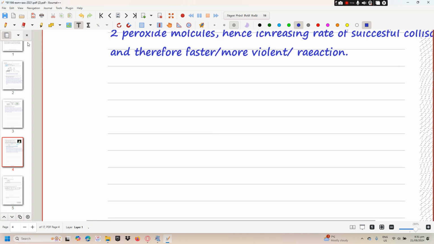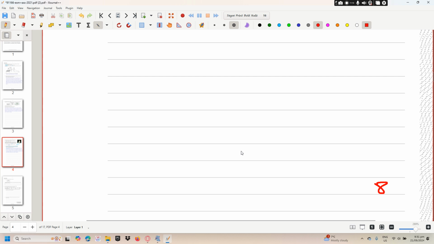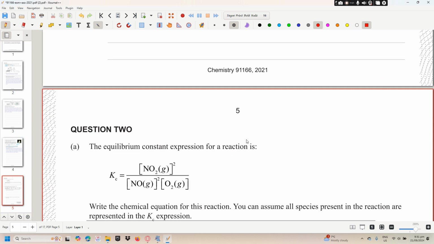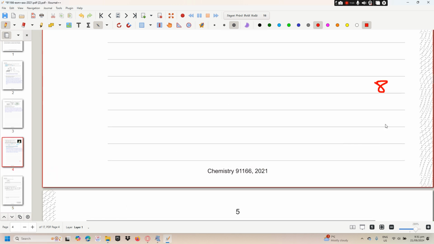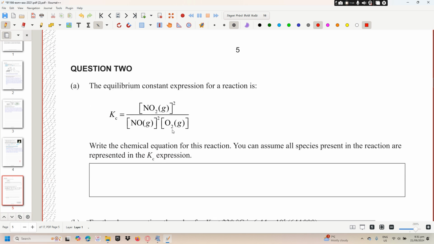Anyway, moving on. If I do say so myself, I'll give myself a whole 8 points for that. No, never mind. Spelling error, minor error. The equilibrium constant expression for a reaction is yada yada yada.